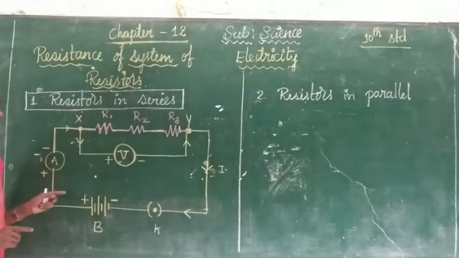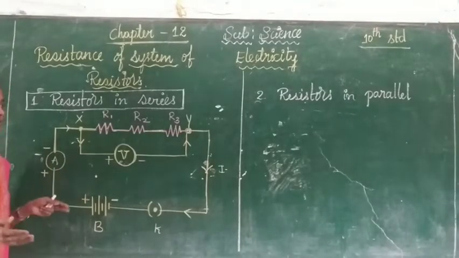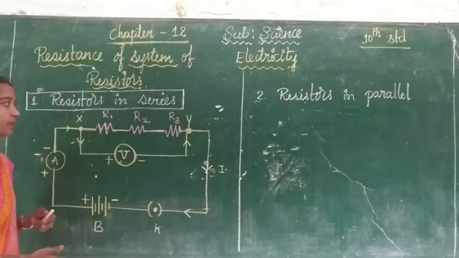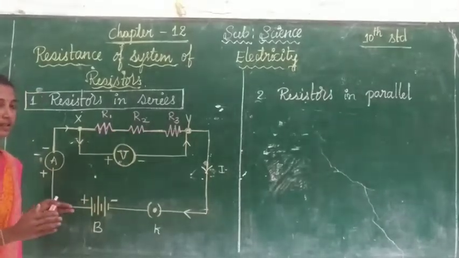Now listen here again. Two or more resistors connected end to end like this are in combination in series.